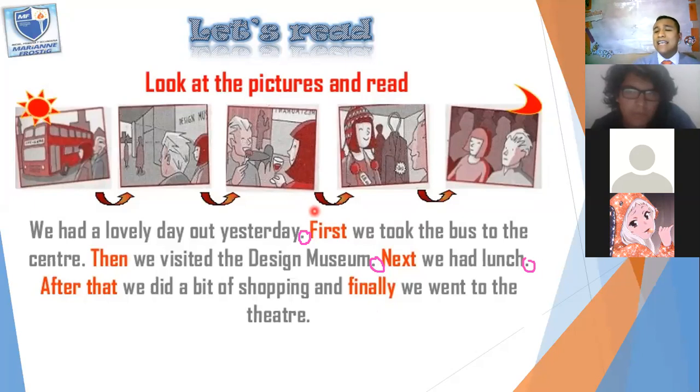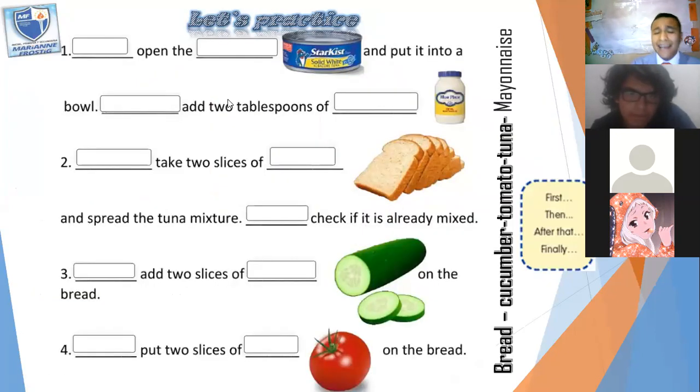To mention the sequence. Guys, let's see. Here, I have a recipe, huh? Another recipe, guys. How to make a sandwich. How to make a sandwich, guys. Please, number one. What are you using for number one, guys? Excellent. First. Very good. First. Help me to read, guys. First, open the, how do you say this, guys? Tomato, after. Mayonnaise, or tuna? How do you say this, guys?